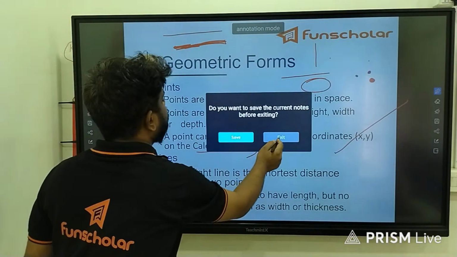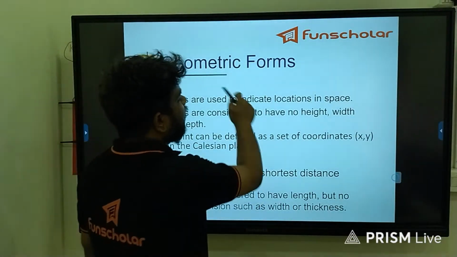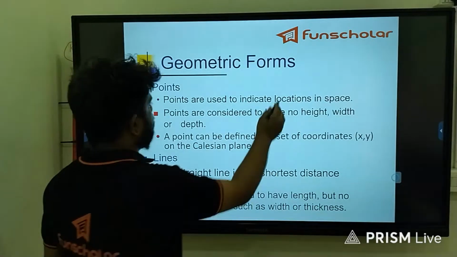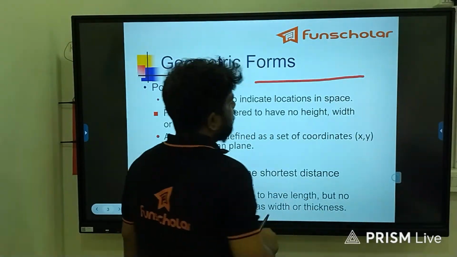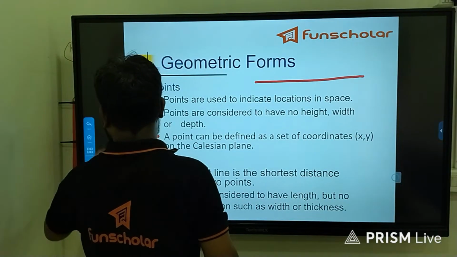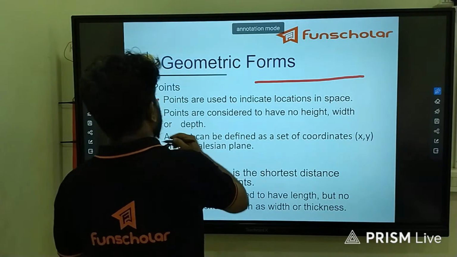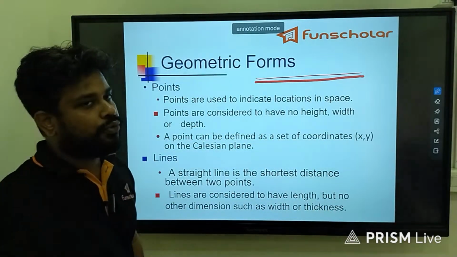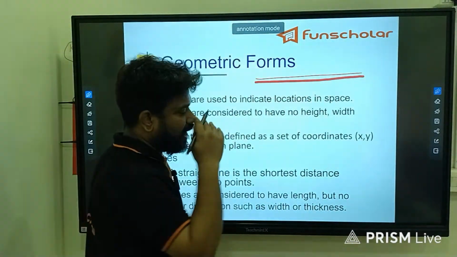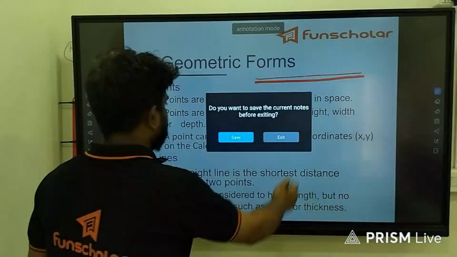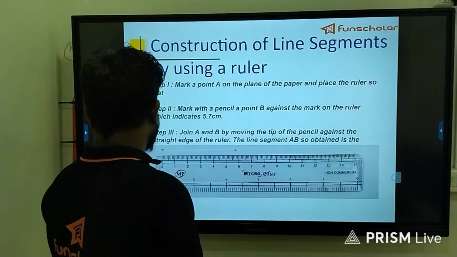If I want to draw a thick line, I can draw it like this, because I am using a thicker pen. Or if I want to draw a line like this, I can draw it like this. So it doesn't have to do anything with the width, but it has to do with the length. Okay, so lines are also completed.